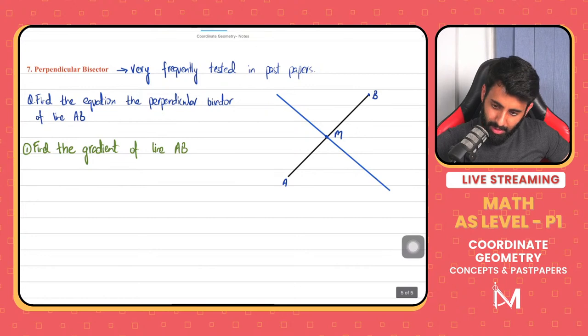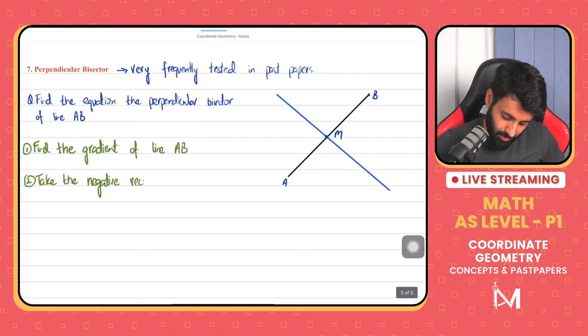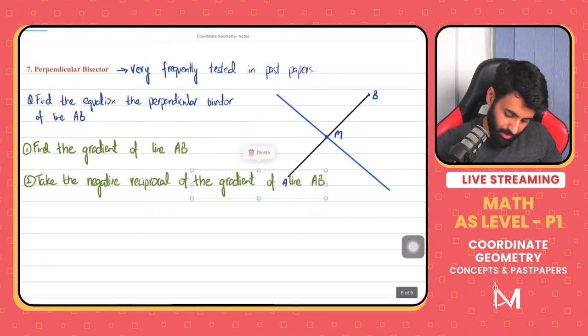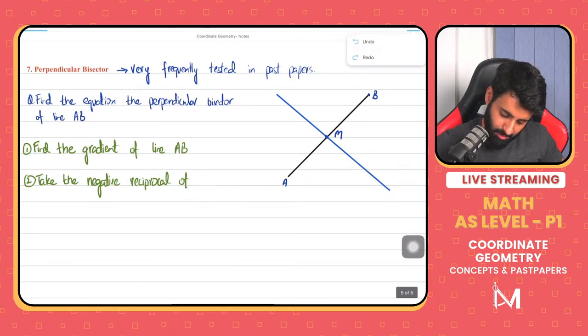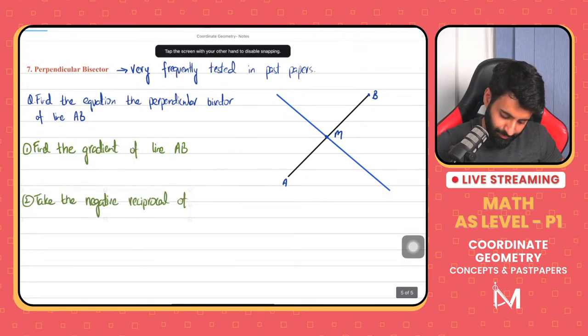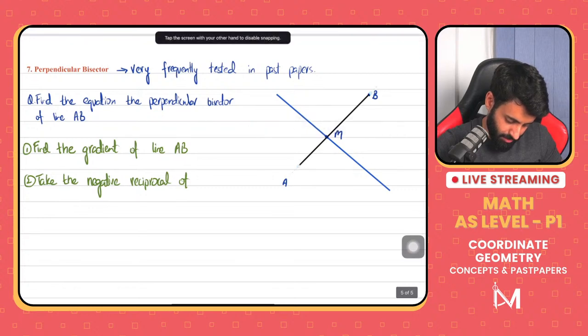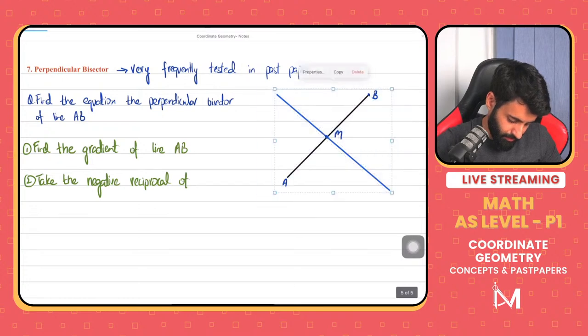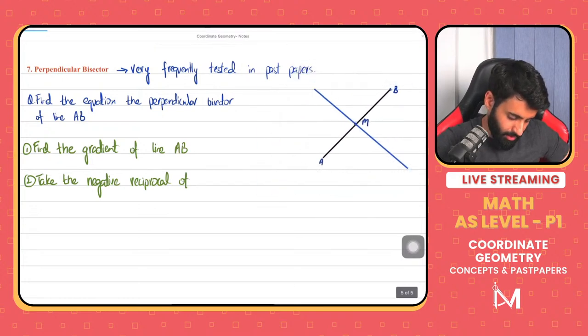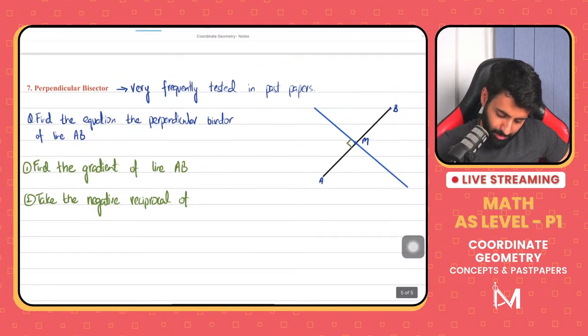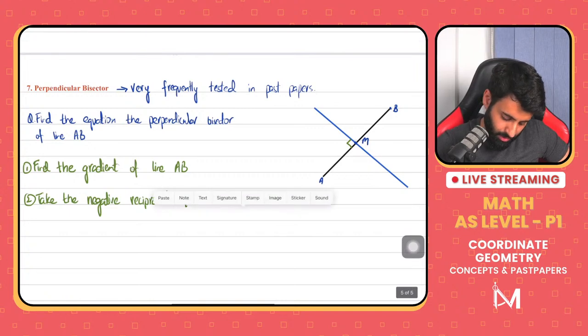Step number two is that you take the negative reciprocal of the gradient of line AB. Now, why is that? The reason why we do that is because we're finding out the gradient of the line that is perpendicular to line AB. Okay, so just a minute. Let me make some room here. Yeah, so step two is that you take the negative reciprocal of the gradient of line AB.